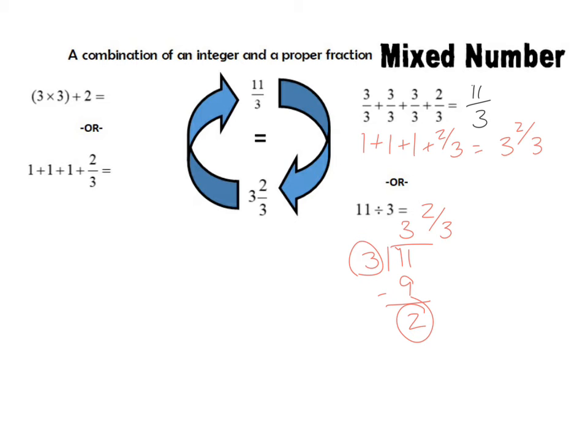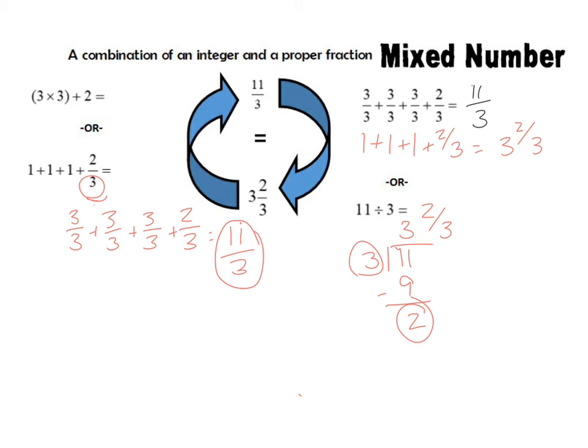Now if we're moving the other direction, from the mixed number to the improper fraction, we can use the same idea. We could say that the mixed number is 1 plus 1 plus 1 plus 2/3. Since we have a 3 here, let's rewrite all of our 1 plus 1 plus 1s as 3 over 3. So I have 3 over 3 plus 3 over 3 plus 3 over 3 plus 2 over 3. That's going to give me a total of 11/3. There's my improper fraction.